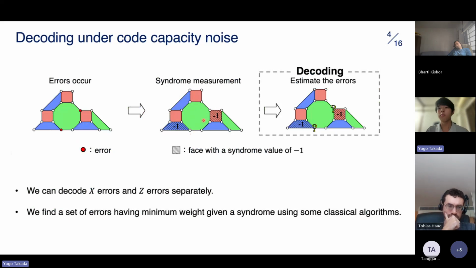Decoding is a classical process of estimating the actual errors from the syndrome we get. We can find the most likely errors by finding a set of errors having minimum weight given a syndrome using some classical algorithm. This is decoding under the code capacity noise.